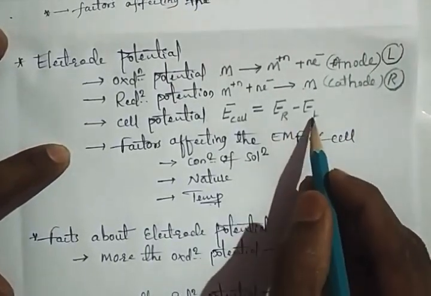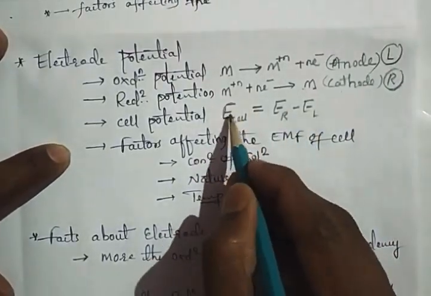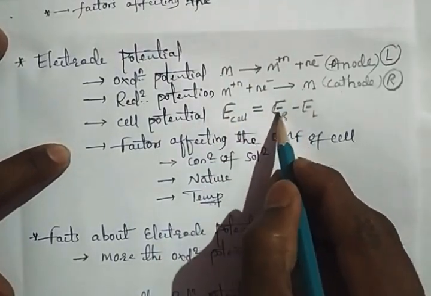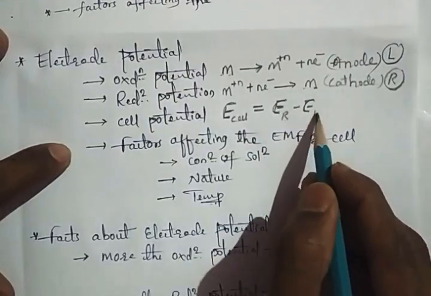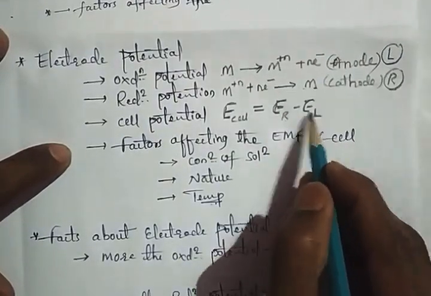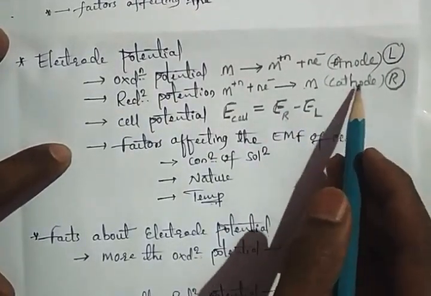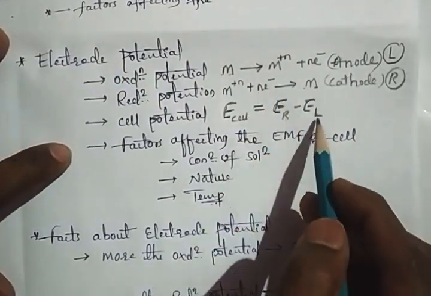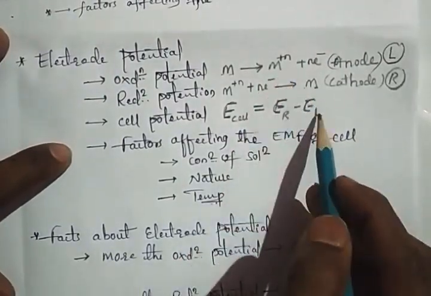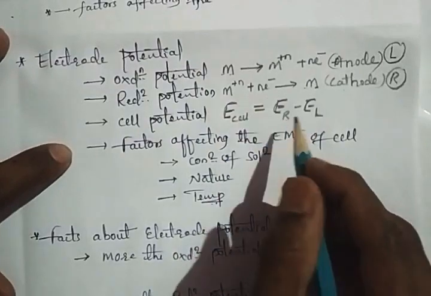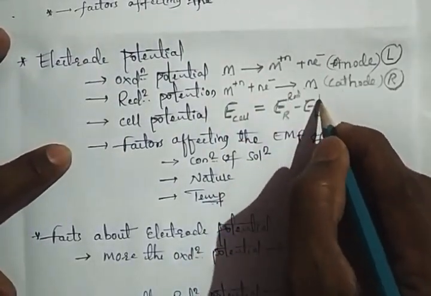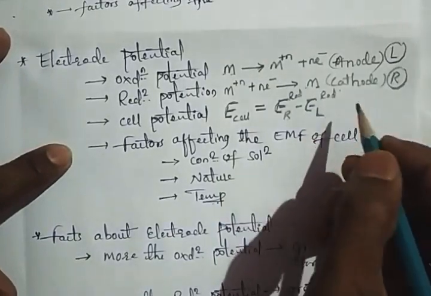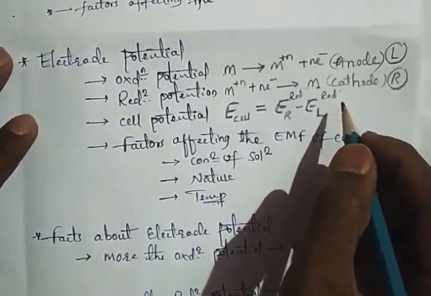E right minus E left, where E represents electrode potential, the subscript R represents right side and L represents left side. At the right side the reduction reaction takes place, at the left side the oxidation reaction takes place, and these are reduction potential values, not the oxidation potentials.